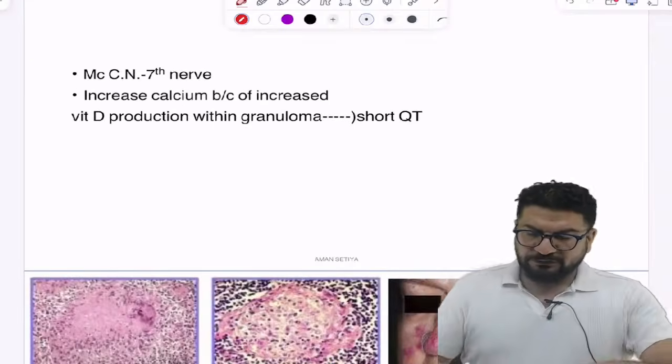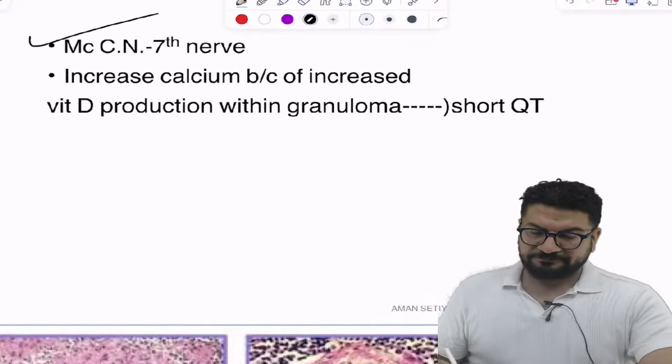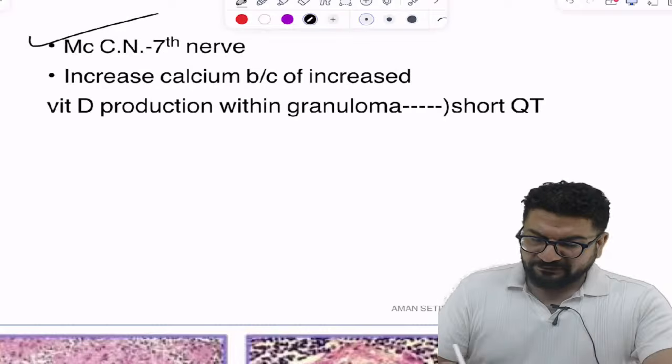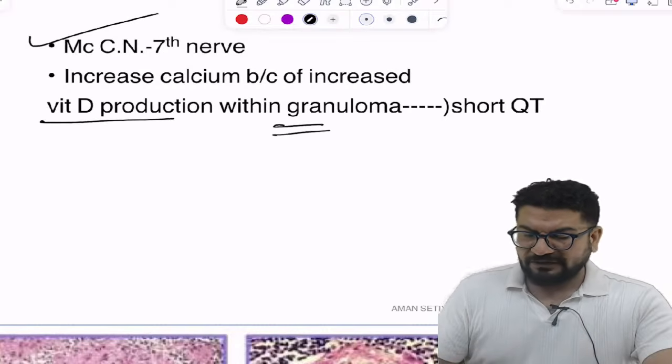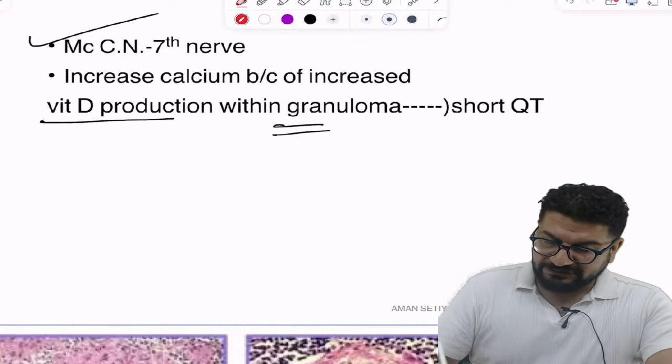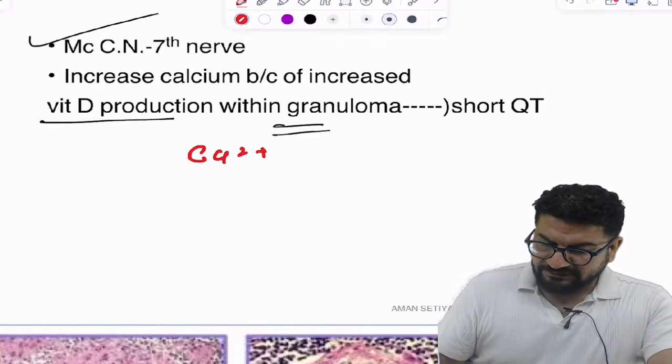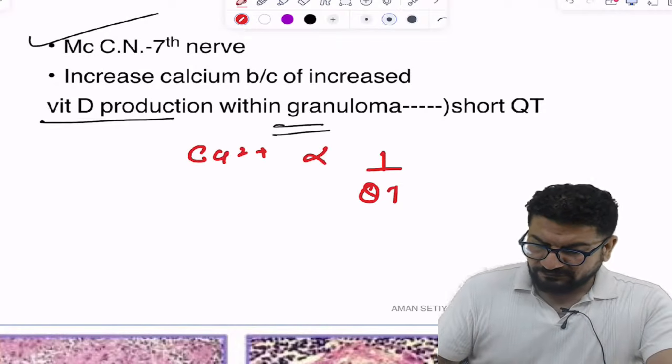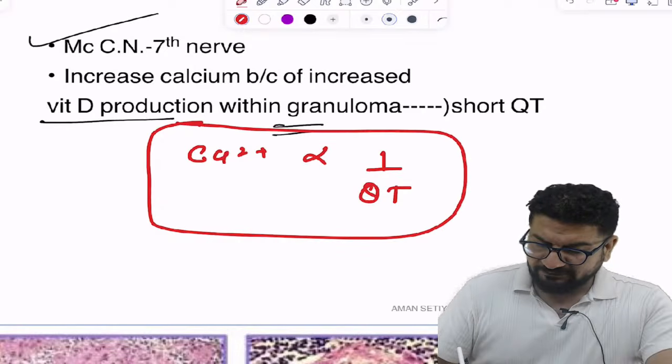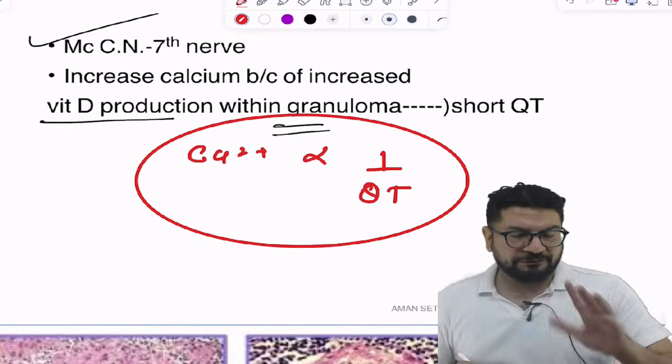Okay, now look at this, most common cranial nerve will be the 7th nerve. Increased calcium is because of increased vitamin D production within the granuloma. And always remember, whenever you see calcium, this calcium is inversely proportional to QT. So when patients are having hypercalcemia, you can see QT will be short. There will be QT shortening.